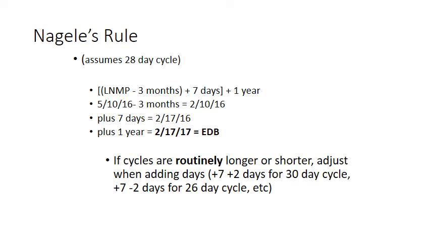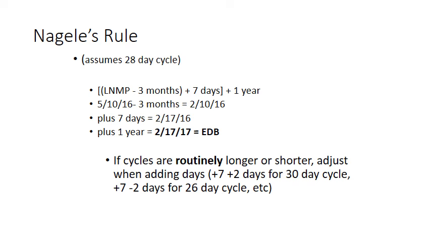Add 7 days, which will make it February 17th of 2016. Now you add a year, and that would be the estimated date of birth: February 17th, 2017. I would encourage everyone to practice these and be familiar with how to do them. You will see this again and again. We'll practice this in class as an activity also, but just remember: last menstrual period, minus 3 months, plus 7 days, plus a year.